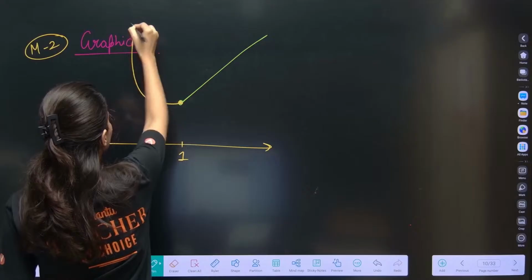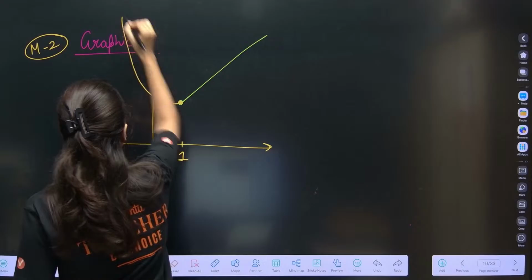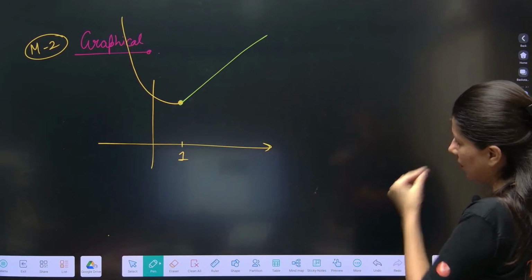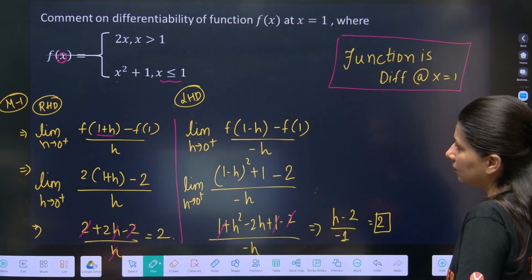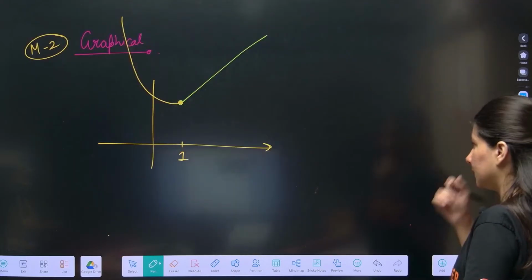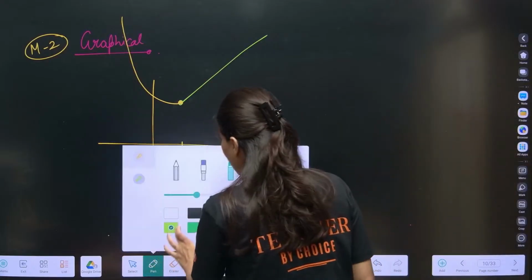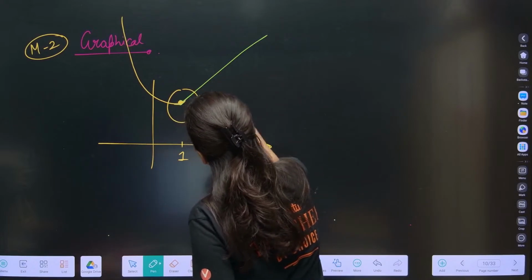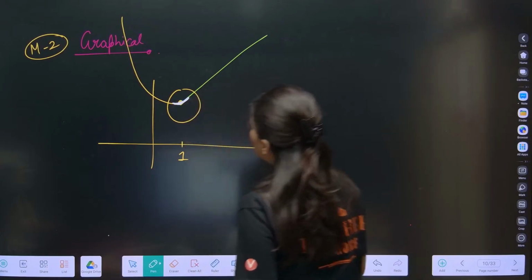This is how the graph will look like. Not like this, but this. Have I done correct? 2x and x square plus 1. Can you see, the graph is smooth, the tendency of the graph is smooth over here. Can you see that this is the tendency? The graph is smooth. So this is differentiable.